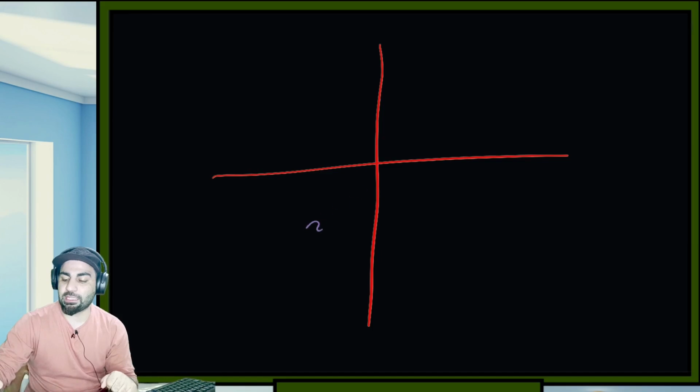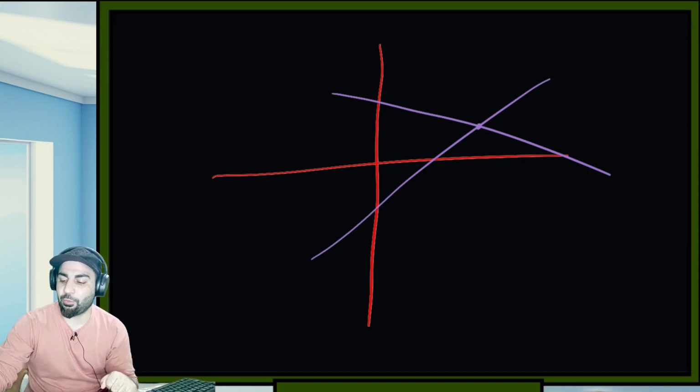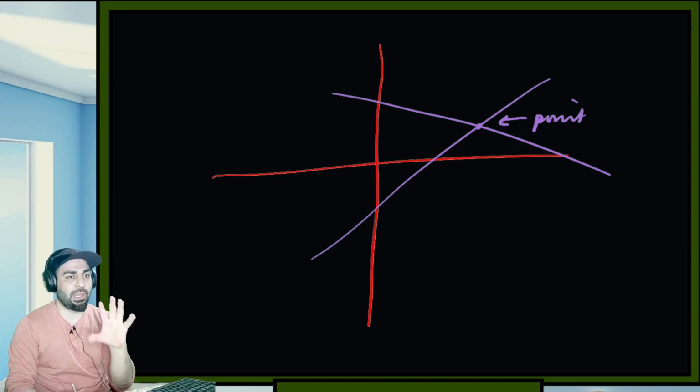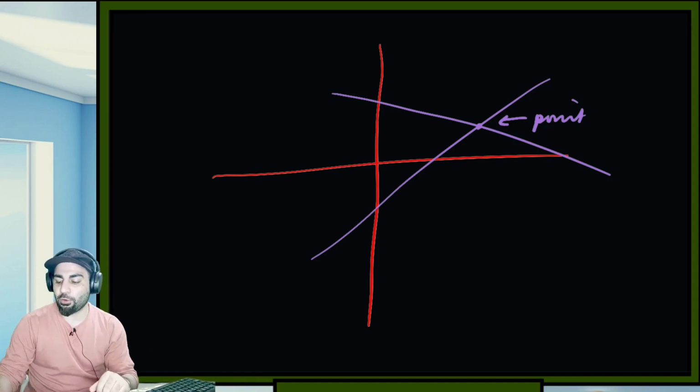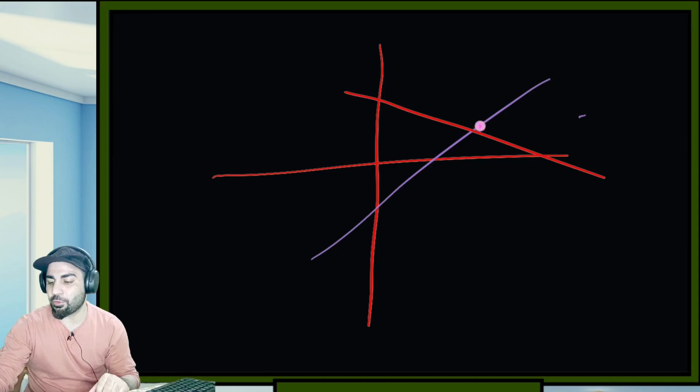So my first line was something like this, let's say. Second line was something like this. So here is the point. This point is the point of intersection, which is the solution. So what I want to do by elimination basically is, I want to knock off one variable from the equation. So somehow I want to transform this second line, let's make it the red line.